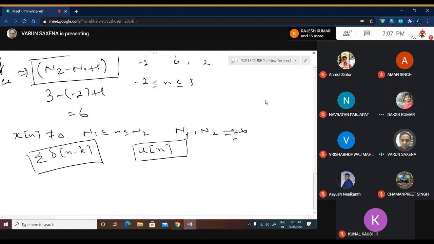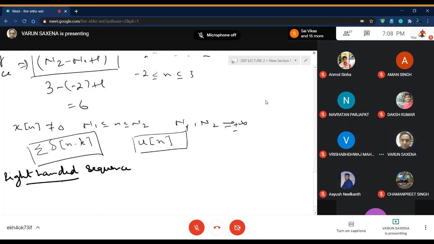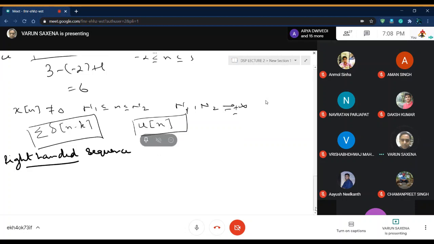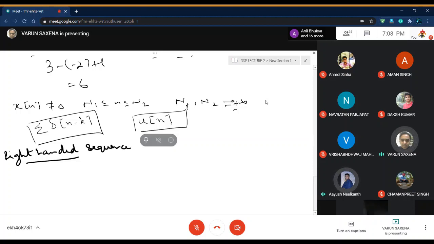Let's go on a little further. Let's look at what we mean by right-handed sequence. Can anybody tell me what is a right-handed sequence? No, tell me a general definition. It should not be just right or left. Give me a general definition. It should include all.